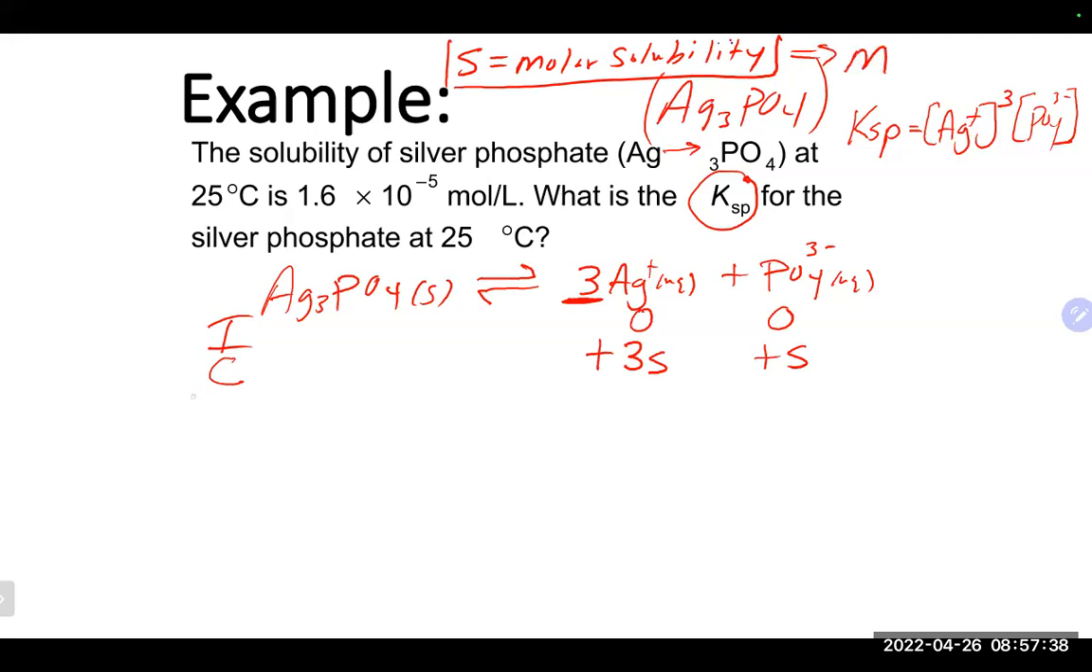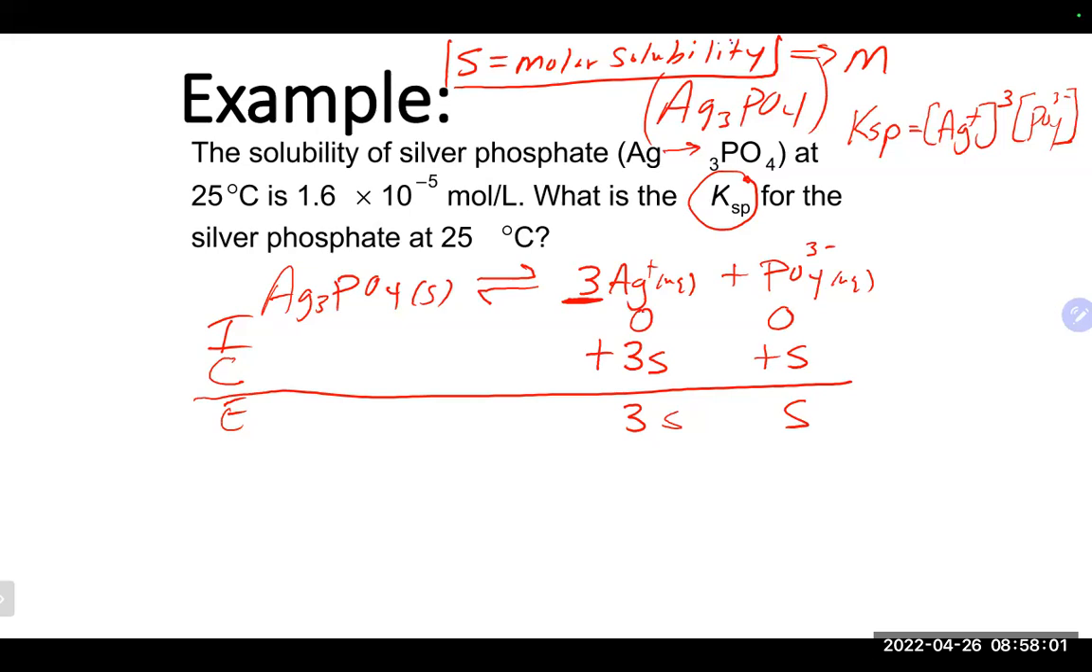Now, bringing this down gives us 3s and s. First off, any questions on the ice table? So very similar to a normal ice table, except again, here we use a different letter, which stands for the molar solubility. And again, we pretty much leave the left-hand side alone because it is a solid.